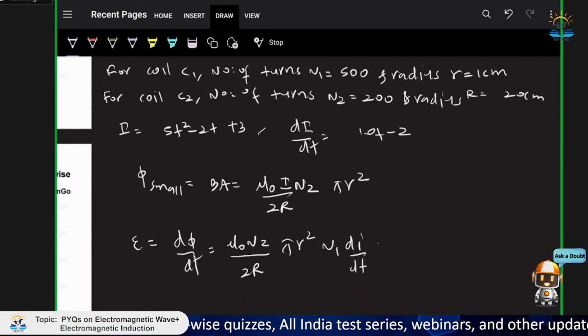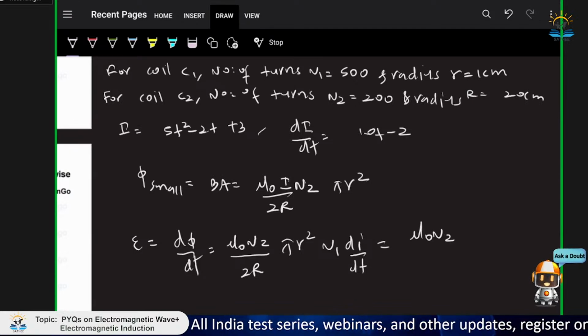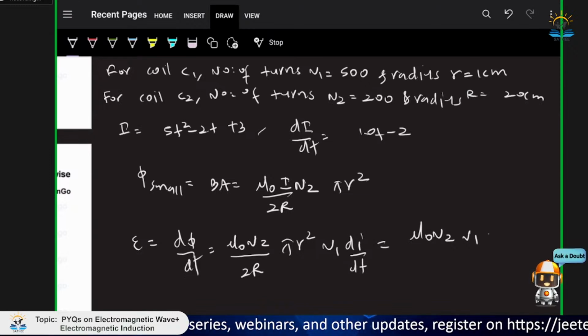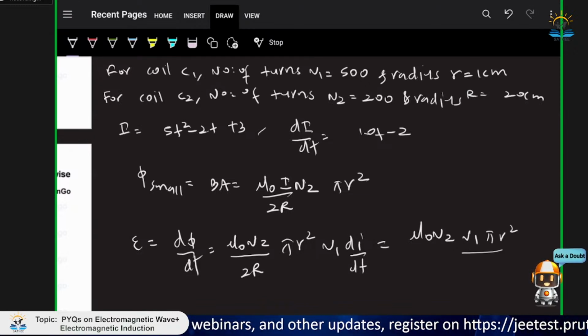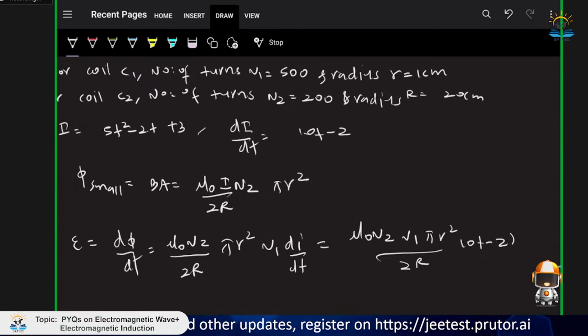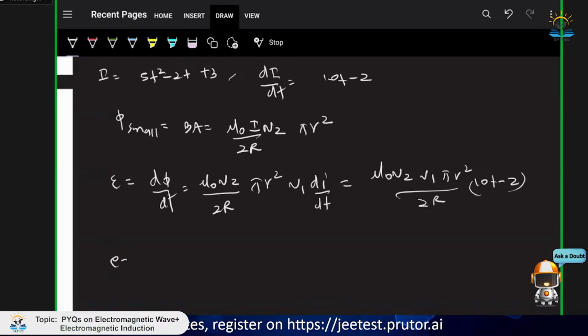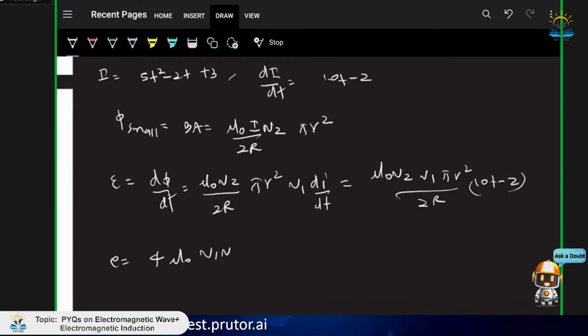Correct. So what did we get? mu naught N2 N1 pi r square by 2R. dI by dt is what? 10t minus 2. Correct. So finally we get the induced EMF E as, what do we get? Finally, 4 mu naught N1 N2 pi r square by R.